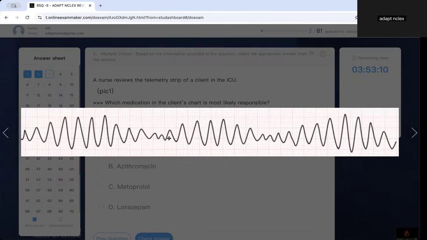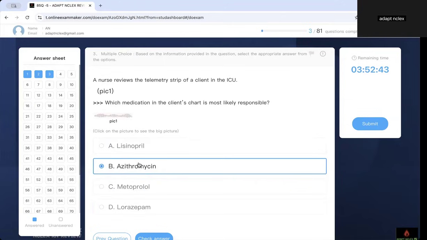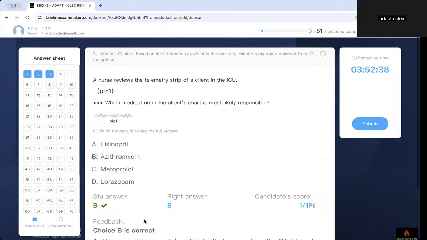If you look at it, this is Torsades de Pointes, the same rhythm I showed you, but a different picture. You have a ventricular rhythm going back and forth. What did we say is the problem? QT prolongation. Which medication causes QT prolongation? It's not lisinopril. It's not metoprolol. It's not lorazepam. It's azithromycin. This is what causes QT prolongation. That's the right answer.